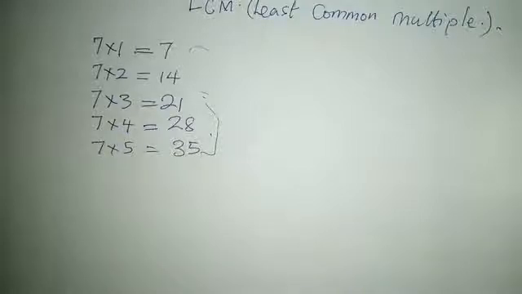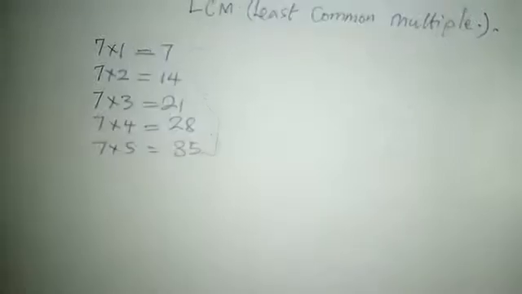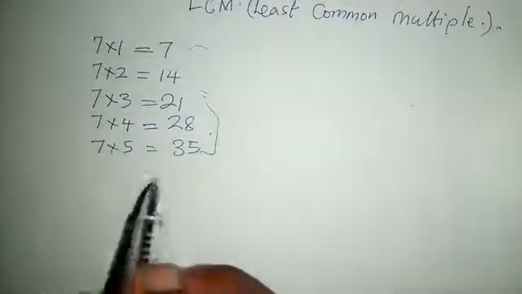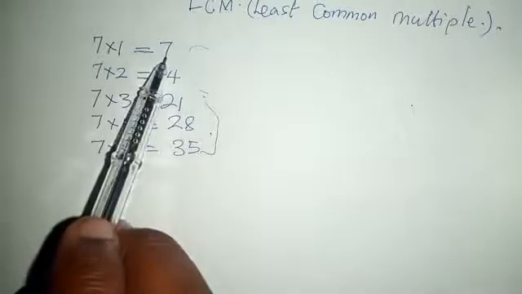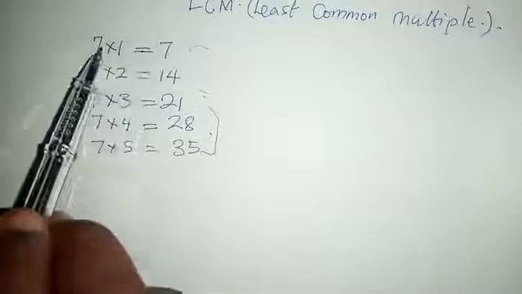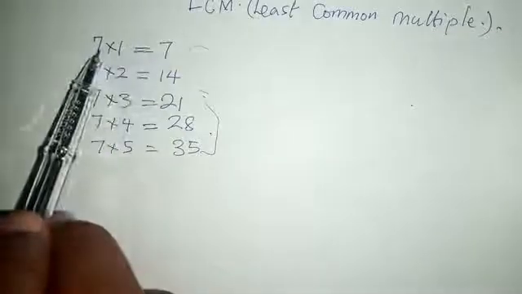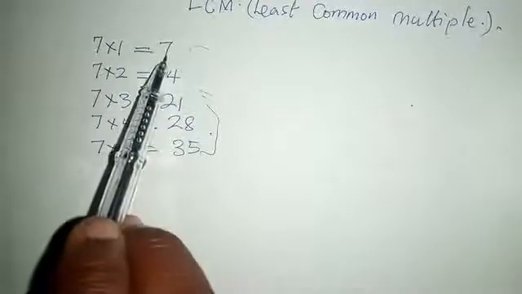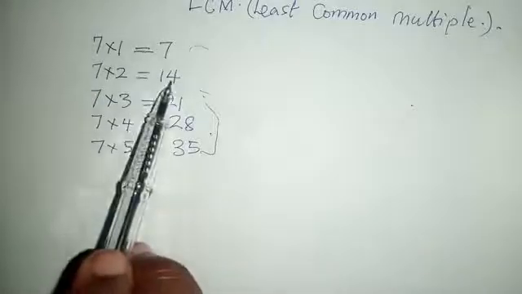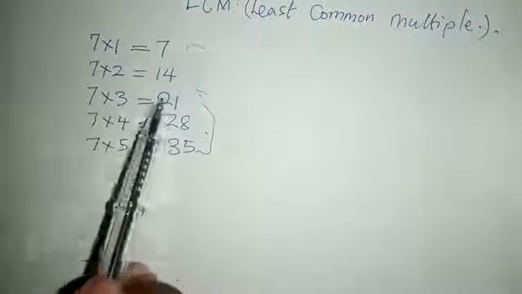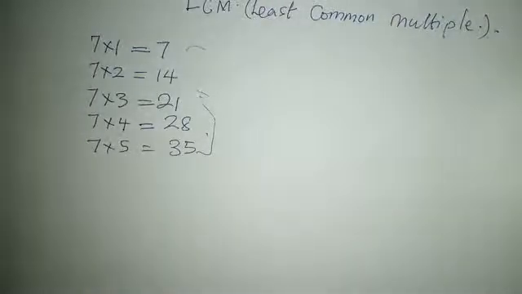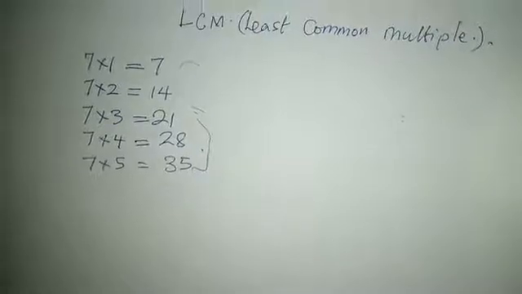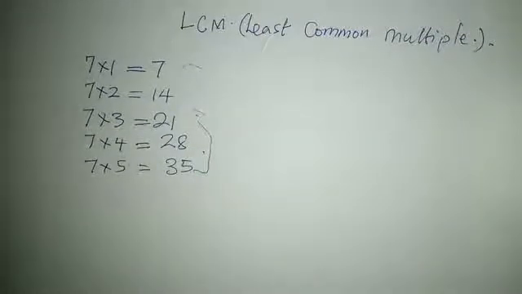When you carry out a multiplication, the answers you get are called multiples. Now, in other words, it simply means that 7 can divide 7. Now 7 can divide 14. Then 7 can divide 21. That is why we call them factors. Factors are those numbers that can divide another number without any remainder.